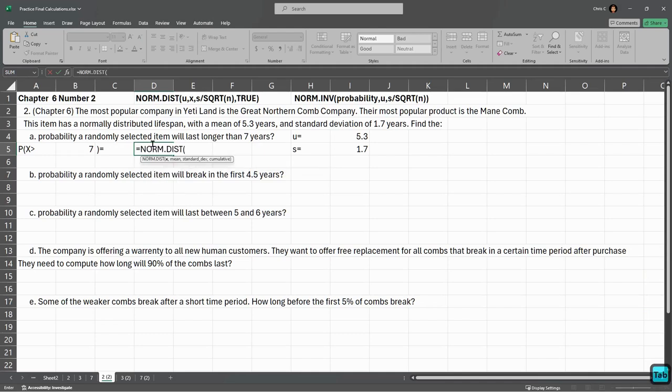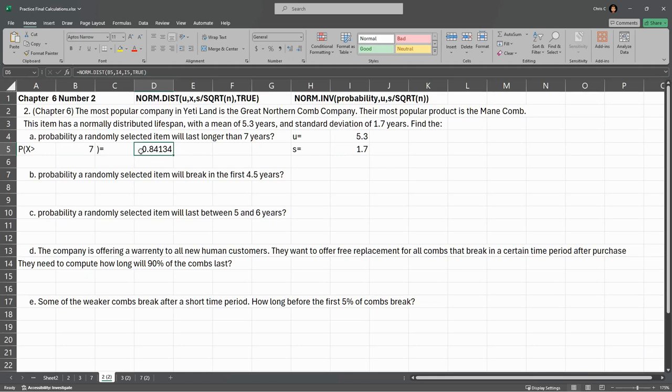norm dist. So I'm hitting tab. It looks like I messed up the order here. So it goes X first, mean second. So I put the X value I want right here, and again, I'm using the B5 to use that value in the cell. All right, the mean is right here, 5.3. Comma, standard deviation is this S, and we're always going with a cumulative true here. And close parentheses.